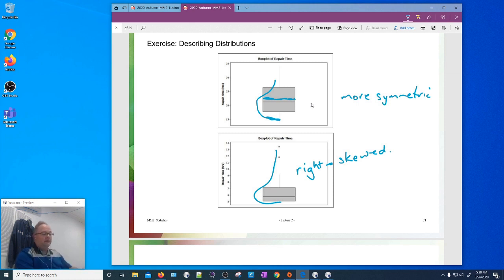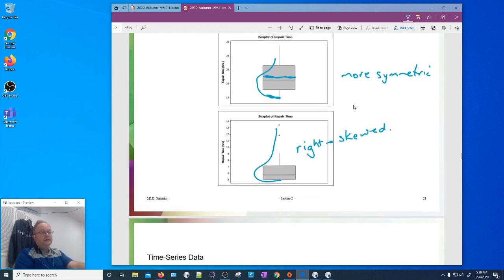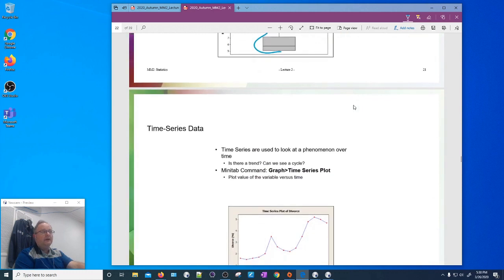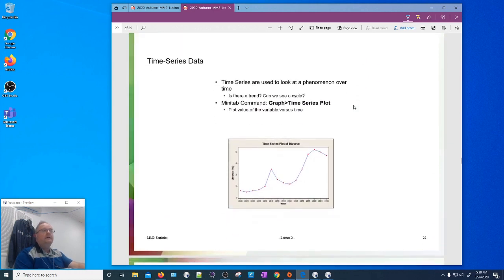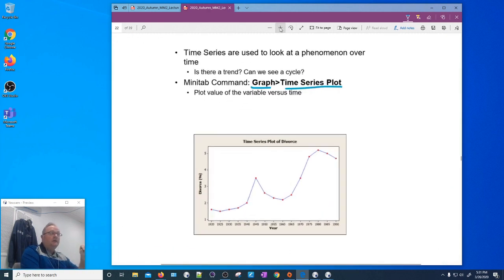Other types of plots that can be helpful in characterising our data, giving us a geometric interpretation of what's happening with our data sets so that we can be discerning about what they look like. So in Minitab we've got a graph time series plot, and so we can do a time series plot, and this helps us to look at a particular set of information over time. Now what is it about this particular information? I'm just going to go in like this a little bit.